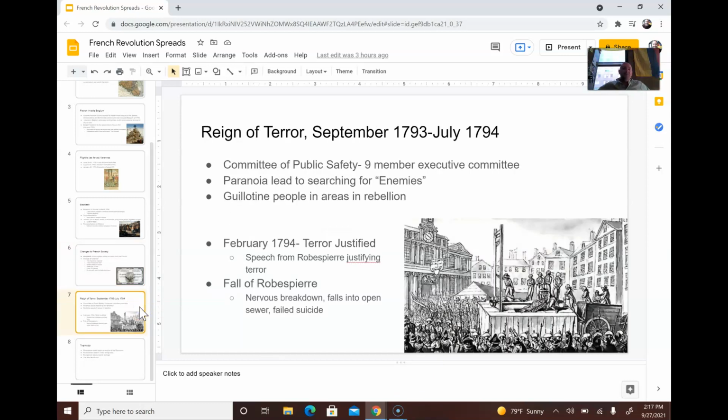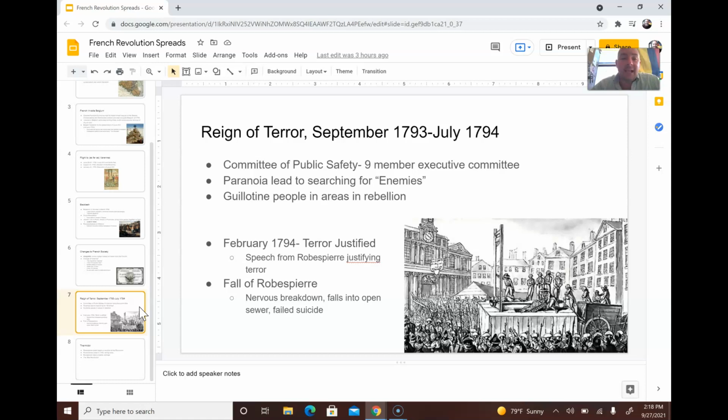The other thing that happens here is the Reign of Terror. So the Reign of Terror starts in September 1793, goes until July 1794. And this is when the Committee of Public Safety, the 6-member executive committee with Robespierre, Saint-Just, and others, start to have massive paranoia, and they're rooting out enemies of the people. There's massive amounts of guillotining.